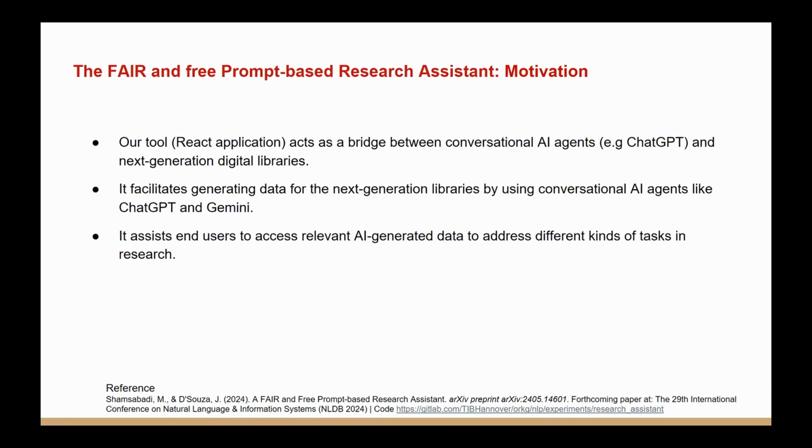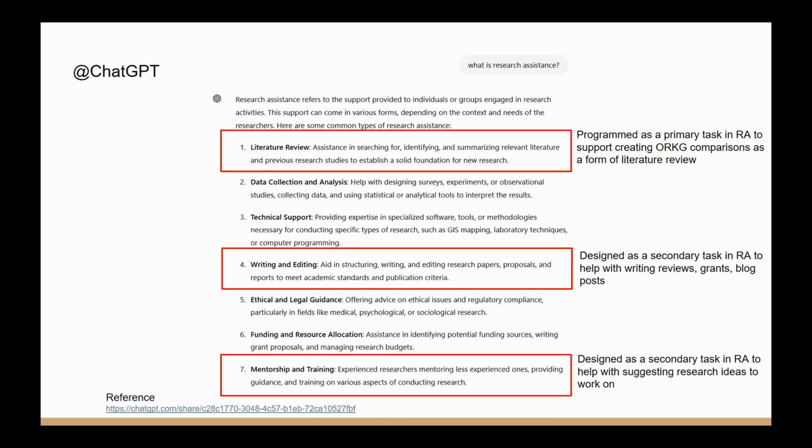Our tool is essentially a React application, which acts as a bridge between conversational AI agents and next generation digital libraries within the primary objective. It facilitates generating data for these libraries using either ChatGPT, Gemini, or what have you, conversational AI agents that are out there. And it assists end users to access relevant AI-generated data to address different kinds of tasks in research as part of the secondary objectives.